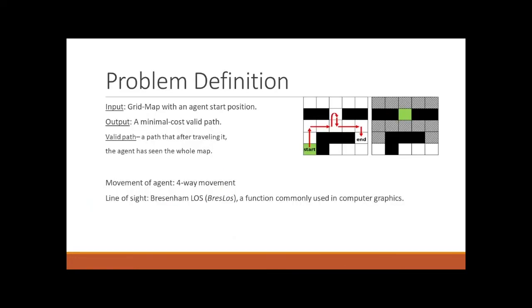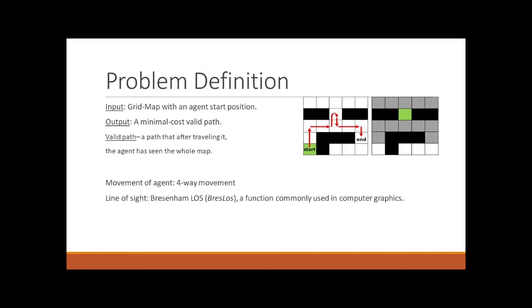In our problem, the goal is to find the shortest path inside the grid in such a way that we can see all the free cells of that grid. The input of this problem is a grid map and an agent's starting location. The output of the problem is a minimal cost valid path. A valid path is a path that after traveling it, the agent has seen the whole map.